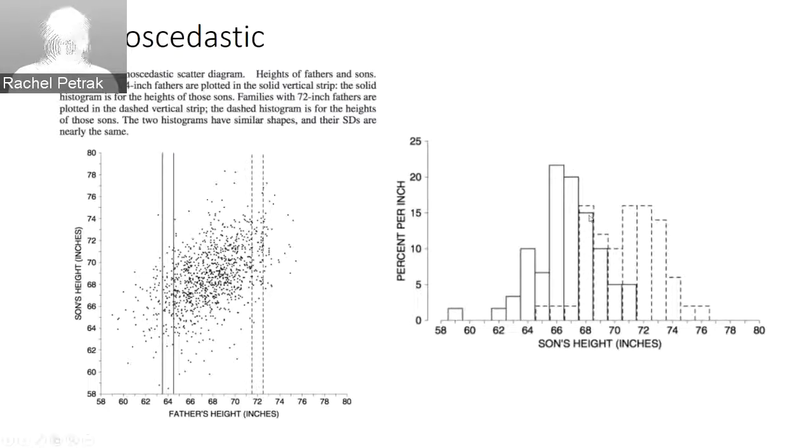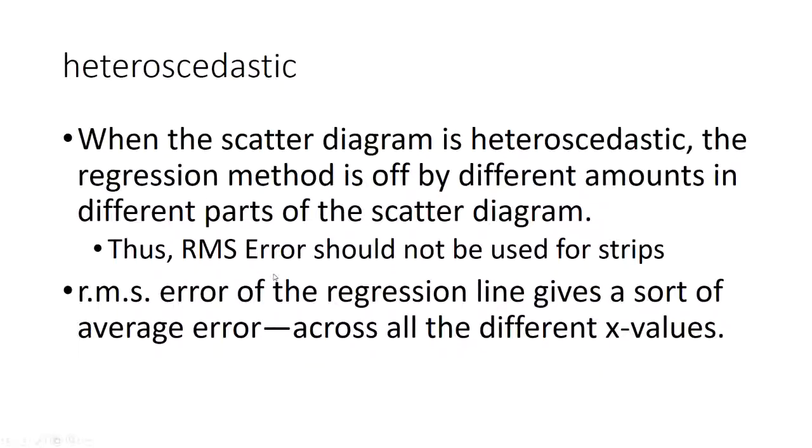And we can see that this is showing us a similar spread, that spread being a normal distribution, and you can see those distributions plotted here for the 2 different strips. The most important part of this diagram on the right is that the histograms have similar shape and their standard deviations are almost the same. When it's heteroscedastic, there's problems because the regression method is off by different amounts in different parts of the scatter diagram, so you can't use the RMS error.